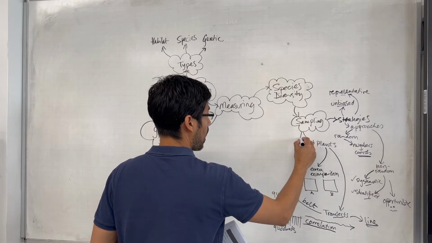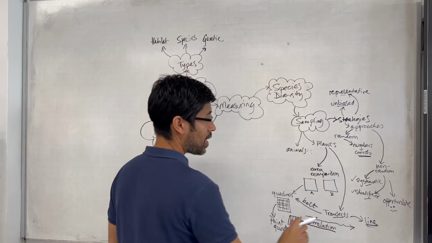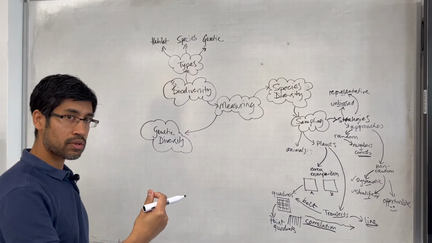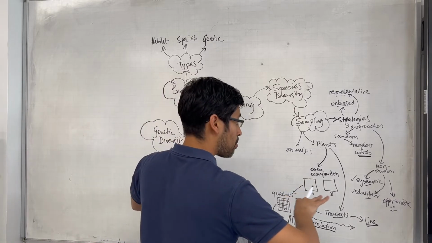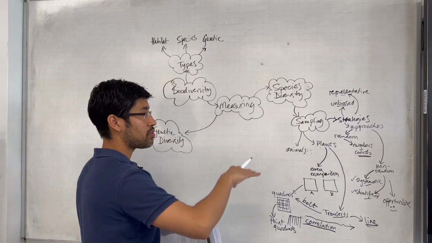Let's now quickly look at animals. What we're just looking at right now is what are the different approaches, the different tools we might use to sample plants, and the different tools we might use to sample animals.